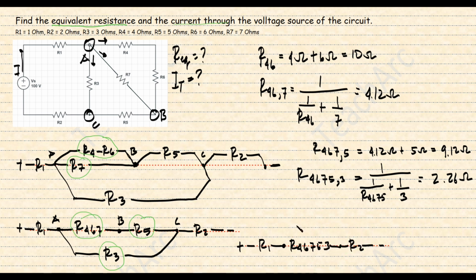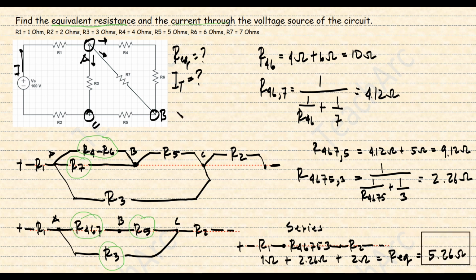So this means that our equivalent resistance is equal to 5.26 ohms by adding R1, R4, 6, 7, 5, 3, and R2 together. The I total will be 19.01 amperes. I hope you are getting used to it, but if not, you can always try the regular one.